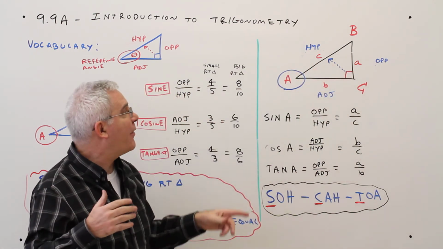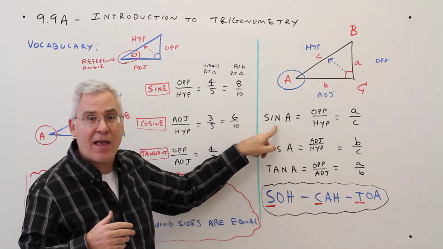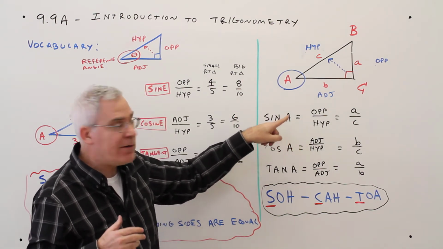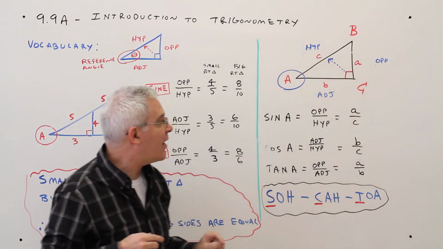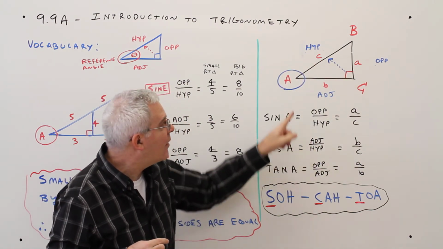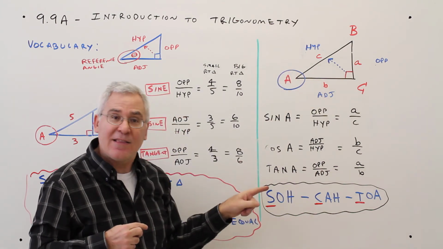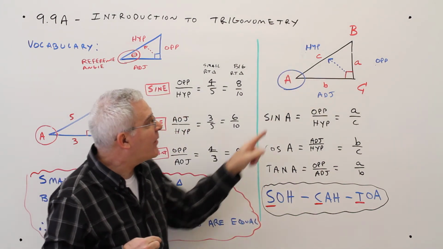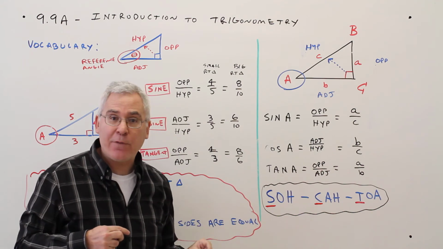So now if I'm talking about the sine of angle A, S-I-N, it's opposite over hypotenuse, or in this case, A over C. Cosine of angle A, adjacent over hypotenuse, B over C. Tangent of angle A, opposite over adjacent, A over B.